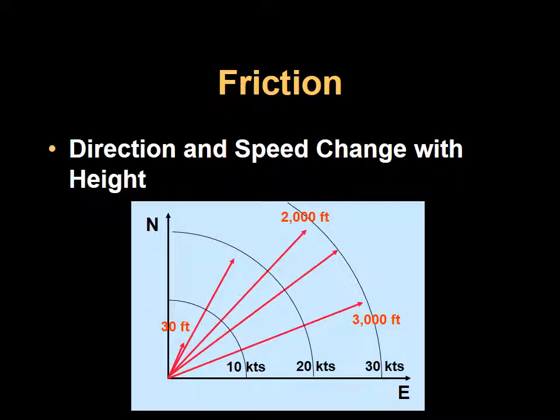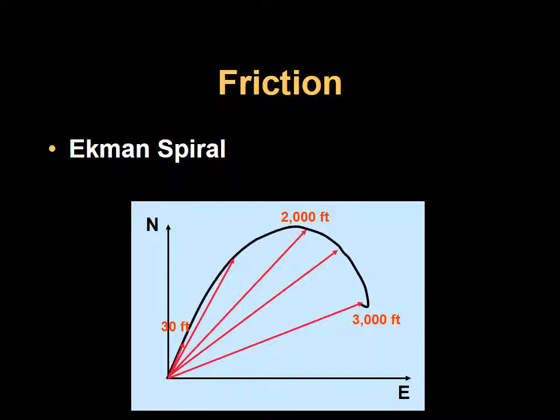And we can plot this on a hodograph. We saw this before. We called this hodograph the Ekman spiral. So the representation of the wind vectors that show the wind changing with height in the friction layer produces the Ekman spiral.